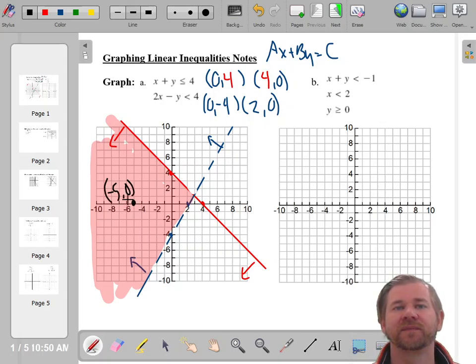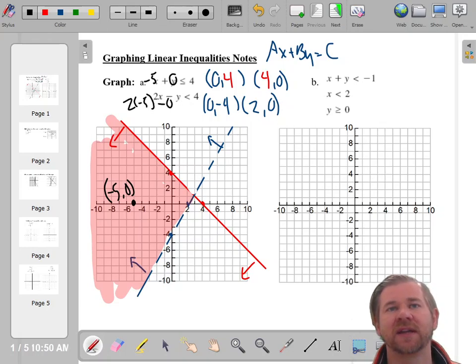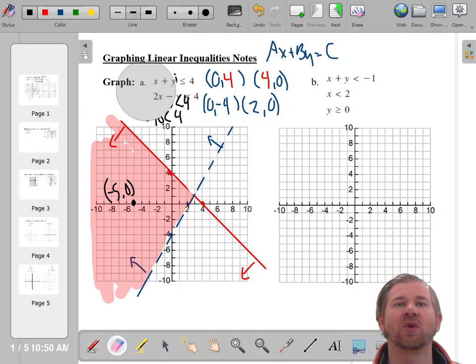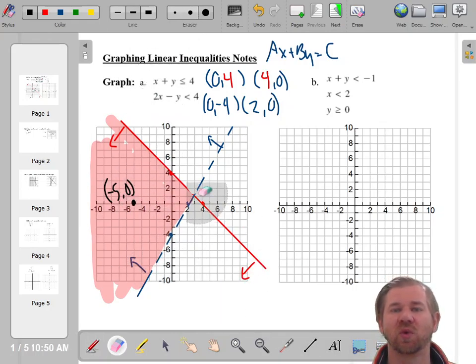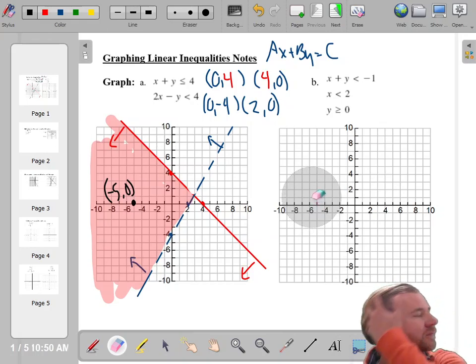Let's try this one. Negative 5, 0. Is negative 5 plus 0 less than or equal to 4? Yes. Is 2 times negative 5 minus 0 less than 4? Is negative 10 less than 4? Yes, it is. So if you pick an ordered pair in the shaded region, it should work in both inequalities.